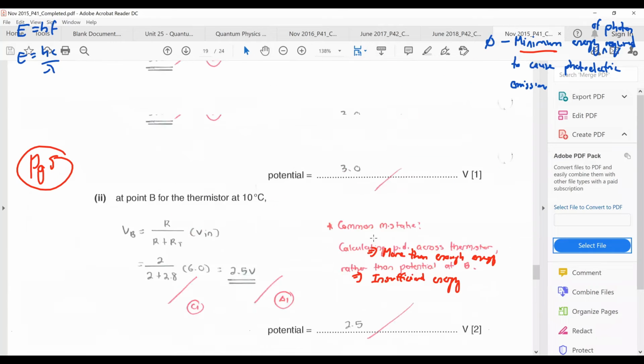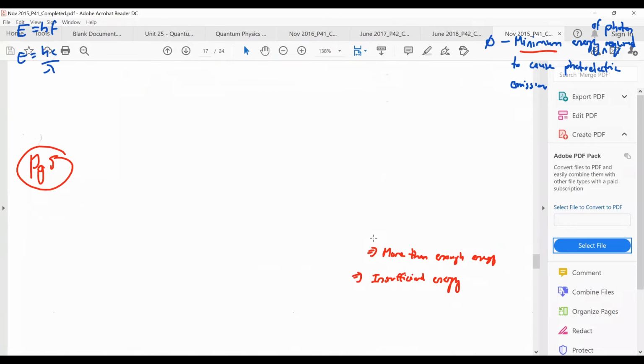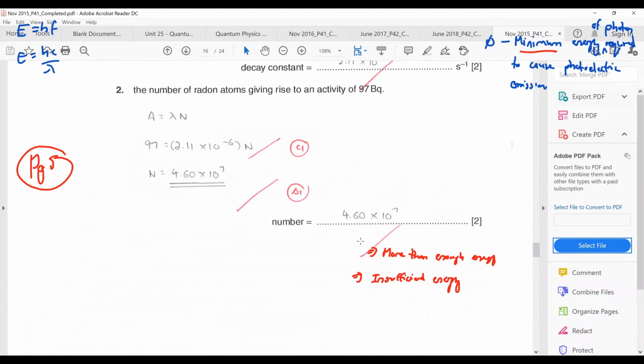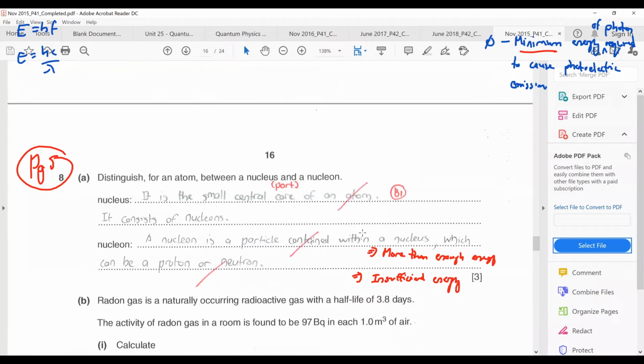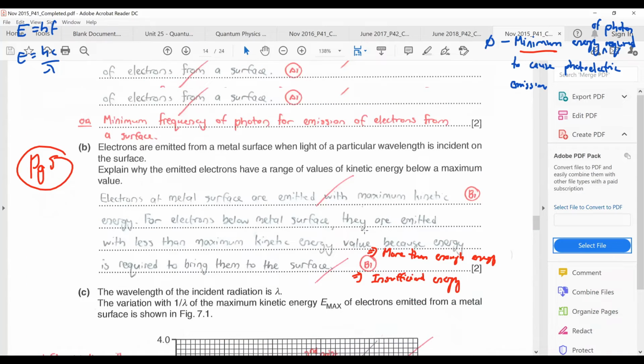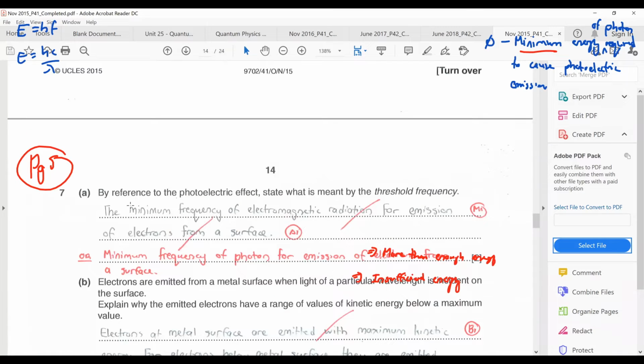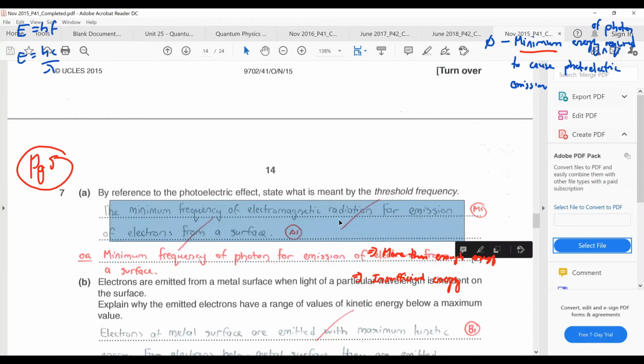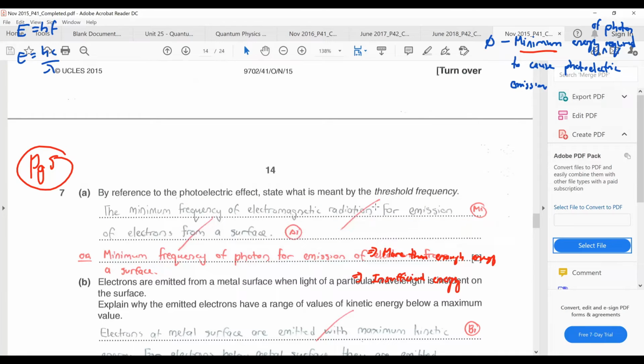By reference to the photoelectric effect, what is meant by threshold frequency? So what is threshold frequency? By now you should know it is actually the minimum frequency of EM radiation required to cause emission of electrons from a metal surface. Okay, so please be specific about that definition.